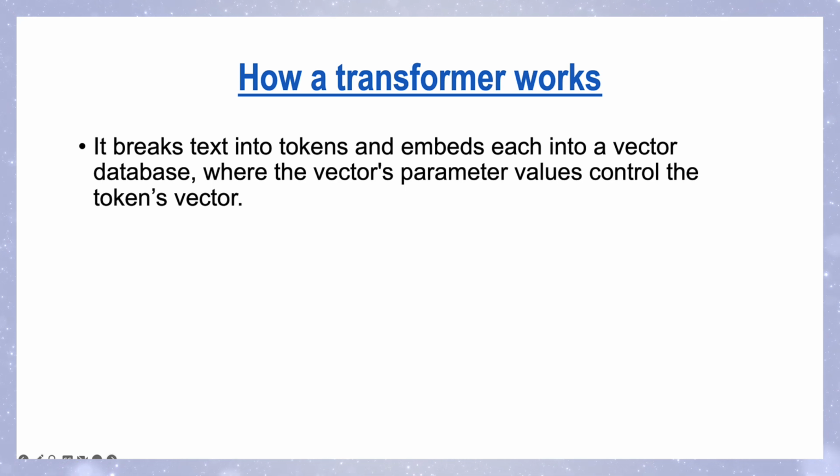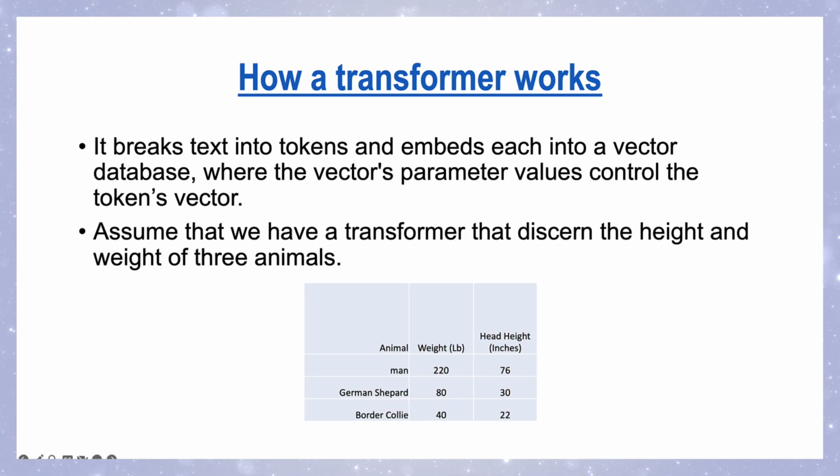So it breaks the text into tokens and embeds each with a vector, where the vector's parameter values control the token's vector. Now that sounds complicated, and when you're dealing with that many parameters, it is. But let's look at a simple example. Let's assume that we're trying to build vectors on a man, a German Shepherd, and a Border Collie, and we decide the two parameters we're going to work on are the weight and the height to build our vector.